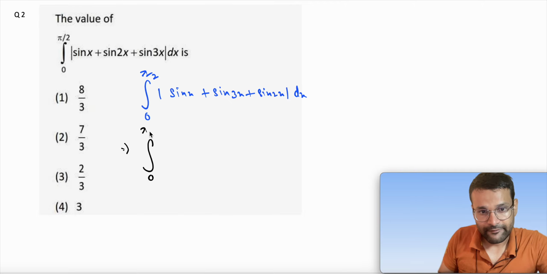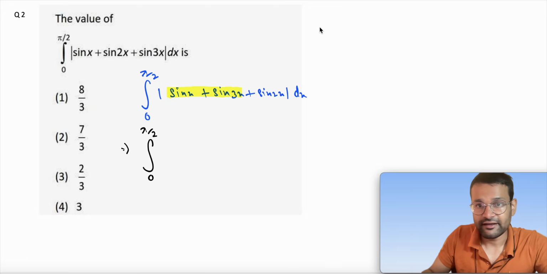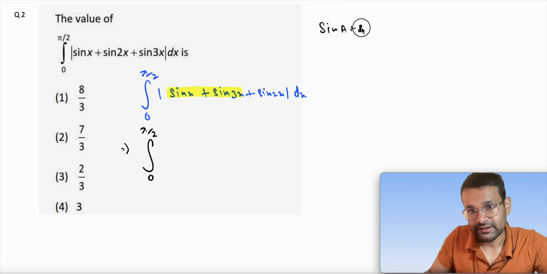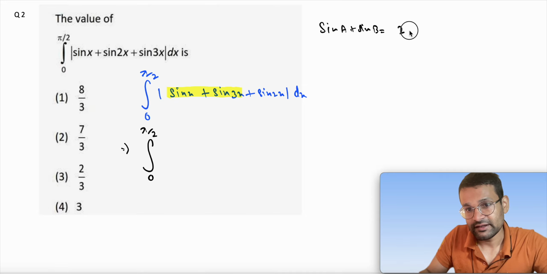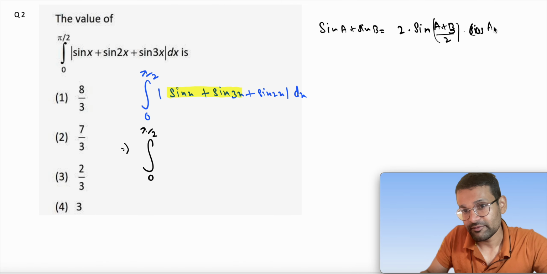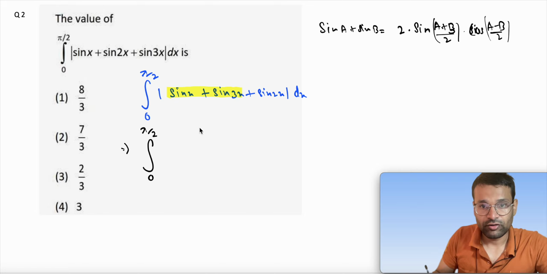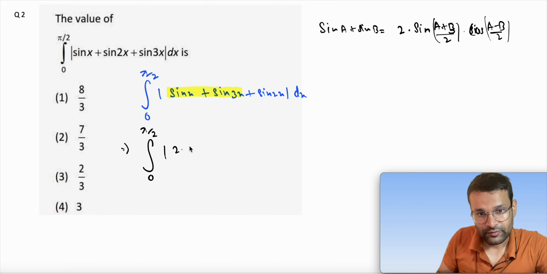We have the integral from 0 to pi by 2, and now we apply the formula for sine a plus sine b, which is 2 sine of (a plus b) by 2 into cos of (a minus b) by 2. Now we apply it here. We get 2 into sine, where a is x and b is 3x. So you can simply write x plus 3x, which is 4x by 2, which is sine 2x.